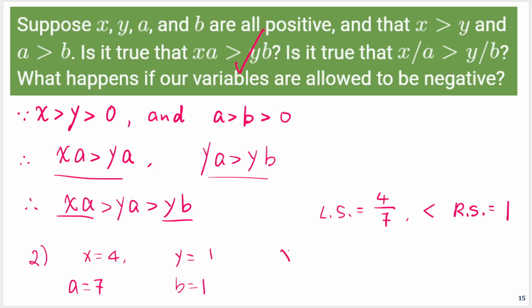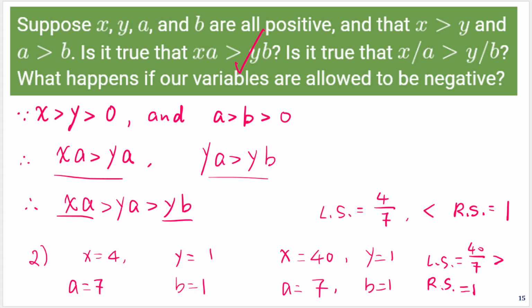But if you enlarge x a little bit, so for example, let x equal 40, and y is still 1, so that means x is still larger than y, right? And let's keep a unchanged and b unchanged. In that case, the left side is simply 40 over 7. The right side is still 1. Then in that case, we know the left side is greater than 1, right? So the second statement is not necessarily true. Did you get it?